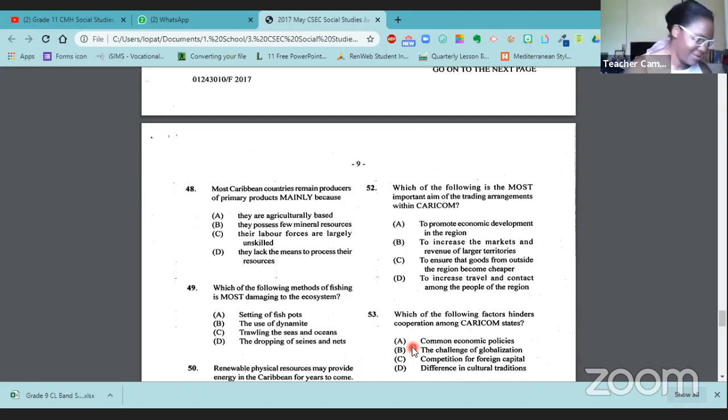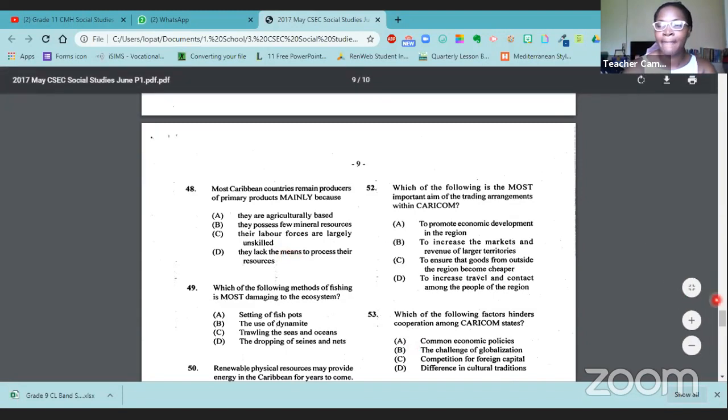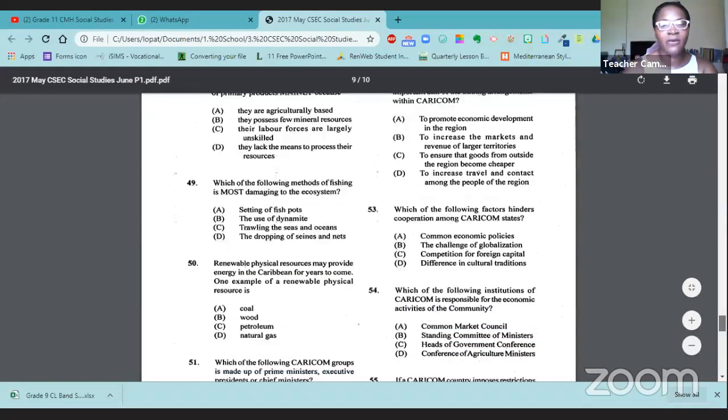All right. Most Caribbean countries remain producers of primary products, mainly because they lack the means to process their resources, and we would have seen that already here. 49, which of the following methods of fishing is most damaging to the ecosystem? And we have B, the use of dynamite.